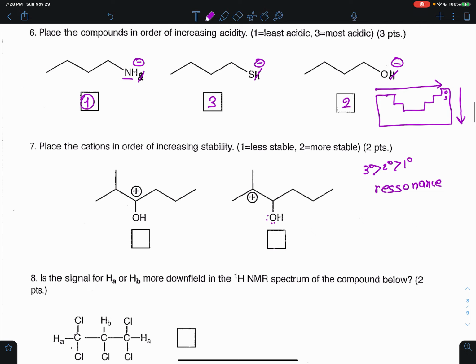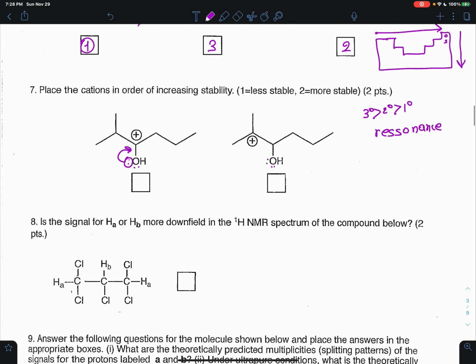Knowing that, we have this oxygen with a lone pair, which can resonate. If this resonates, I'm going to end up with an OH like that, with a positive charge on the oxygen. This is more stable than having a positive charge on the carbon. Because this one is resonance stabilized, there's more delocalization of the charge, meaning this is going to be the more stable carbocation than the second one. So this will be my more stable, 2, and that would be 1.